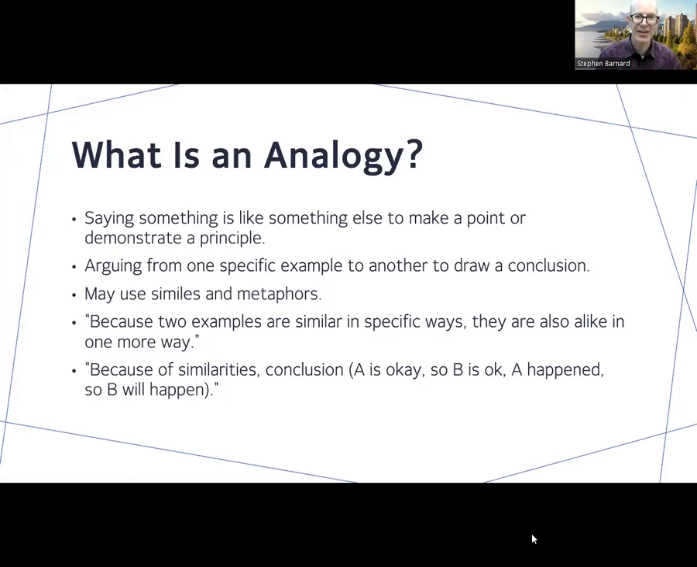Saying that something is like something else, you have to make a point or demonstrate a principle. Arguing from one specific example to another to draw a conclusion. Like because two examples are similar in these specific ways, they're also alike in one more way. Or because of certain similarities between A and B, something else is going to happen.